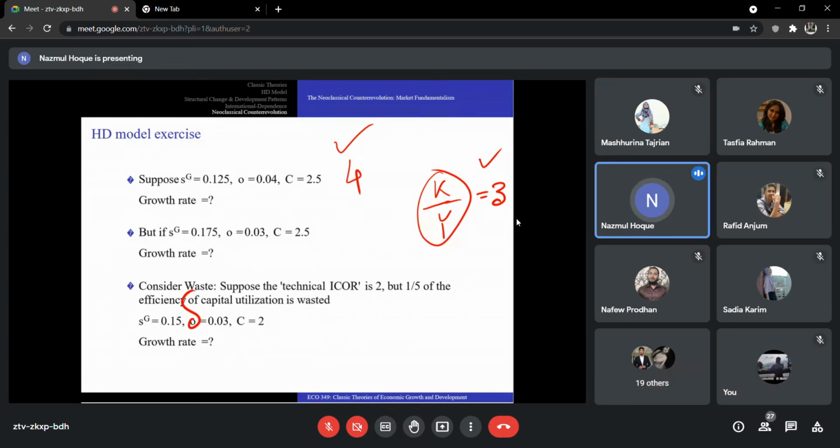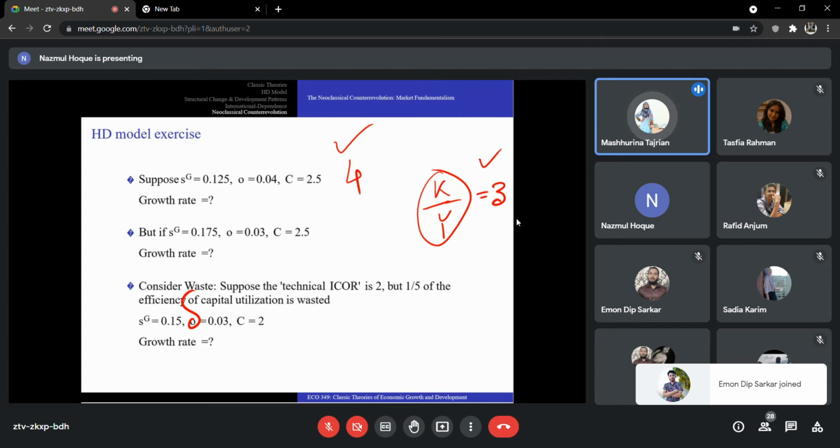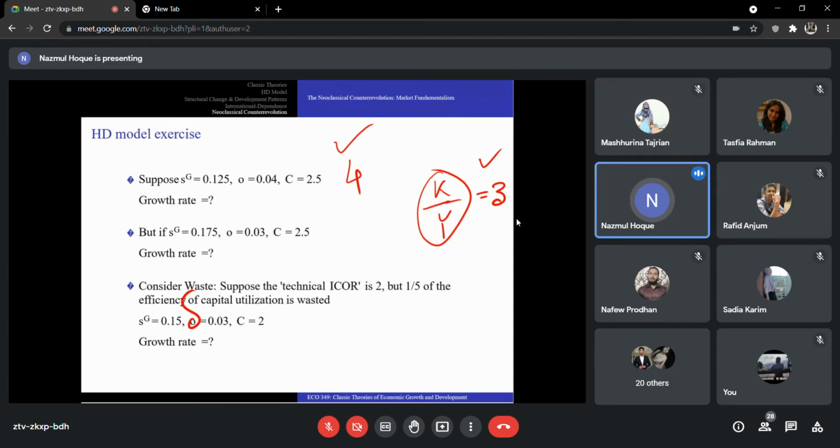Mashkurina Tasrian. That's a difficult name. Am I saying your name right? Yes, sir. What you said, lower is better, I guess, right? Yes, sir. Why? Because maybe we will need less capital to produce more output. To produce 1 unit of output, you need a smaller amount of capital, or with the same amount of capital, you can produce more output, right? That's what lower numbers would mean.